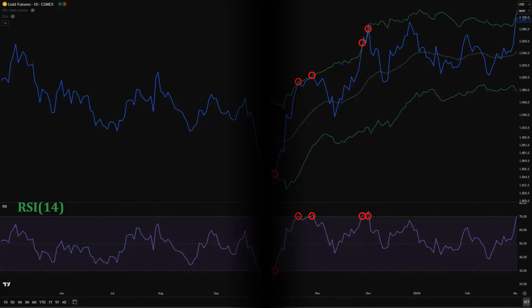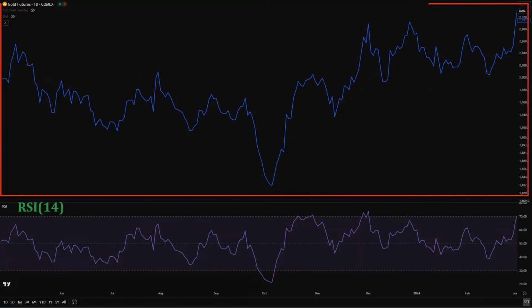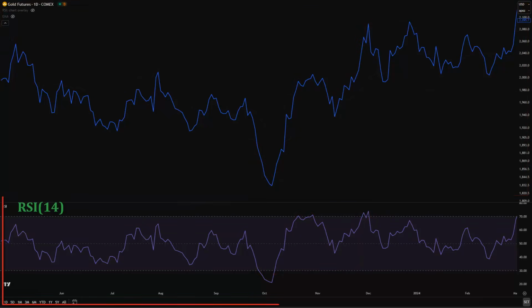We're about to connect signals that traders have used for decades directly to the chart itself, so we can finally see where those signals are coming from. Let's get into it. Here's a standard chart setup. Price on top, RSI down below. For most traders, this is how RSI lives. A separate pane, separate scale, and most importantly, separate context.